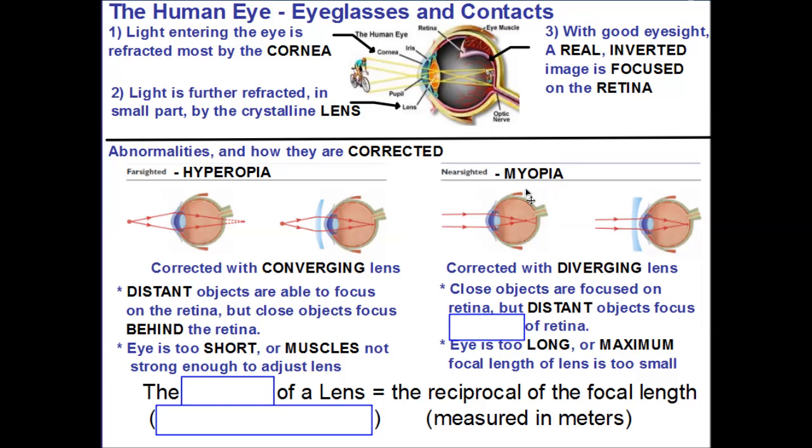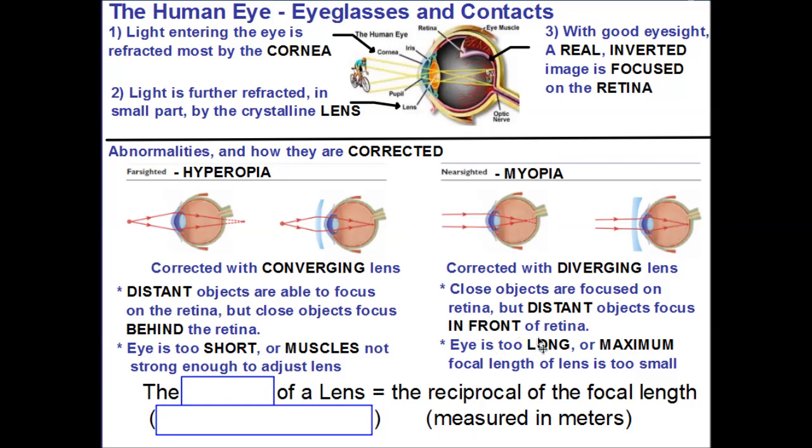In contrast to hyperopia, we correct this with a diverging lens. When we're looking at distant objects, the light rays are more parallel, and when our lens-cornea combination tries to focus that light, it would focus in front of the retina. So close objects are focused on the retina, but distant objects focus in front of the retina. So we use a diverging lens to spread that light out a little bit prior to it entering our eye, and that allows us to shift that focus back onto our retina.